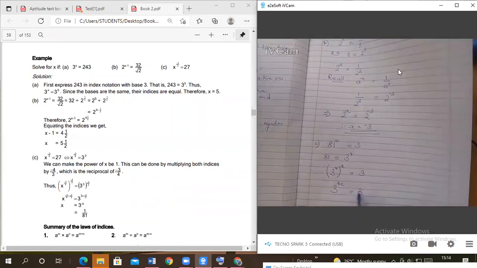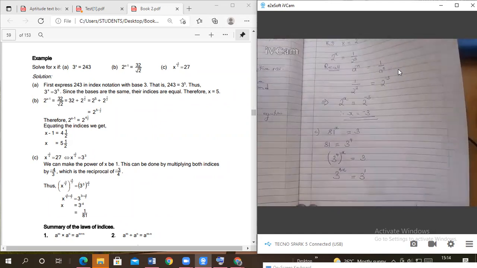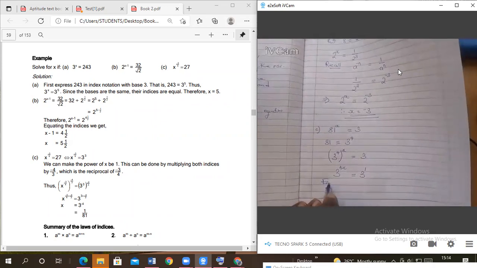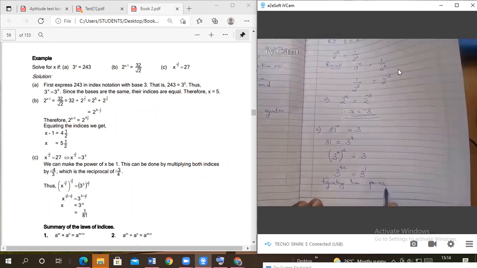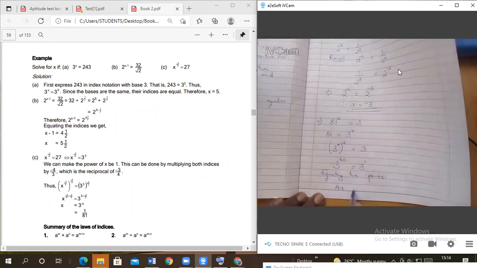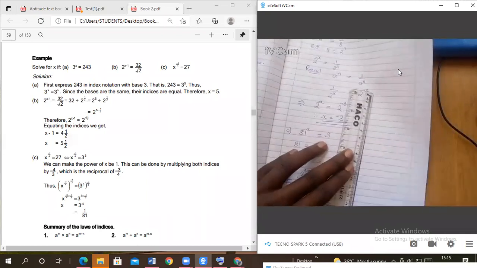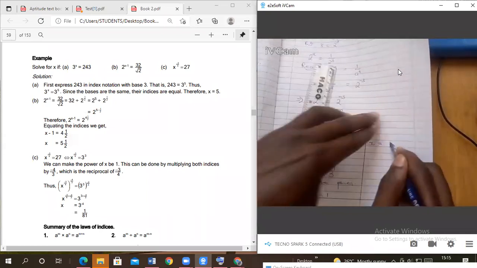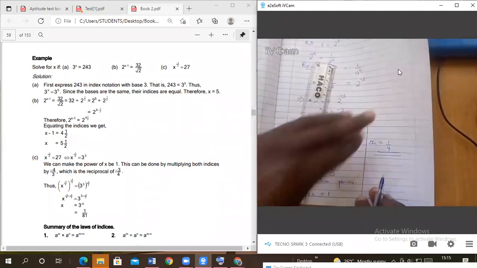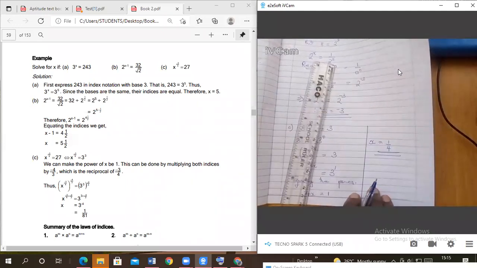4x equals 3 to the power... This 3 is the same as 3 to the power 1. So now you see that they have the same base. So what do we do to the powers? We equate the powers. So when we equate the powers, we'll have 4x equals 1. So what is x? x is 1 out of 4. Just like that. Okay?